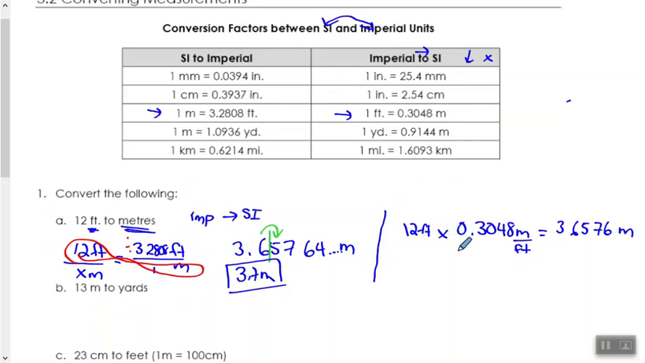But if you are a "just multiply or divide" person, make sure you're multiplying by this number. Otherwise, you're going to get the incorrect answer. So if you're going from imperial to SI, you will multiply in this column. If you're going from SI to imperial, you will multiply by the number in this column.